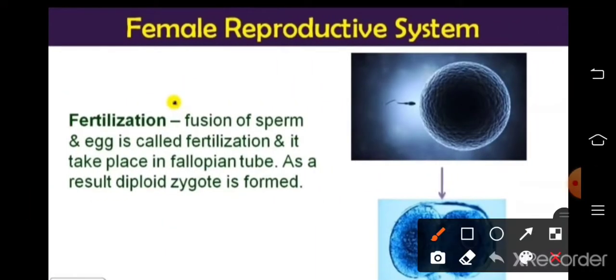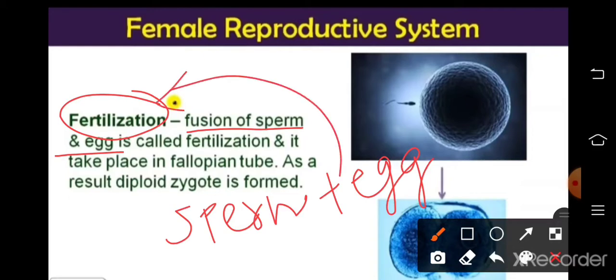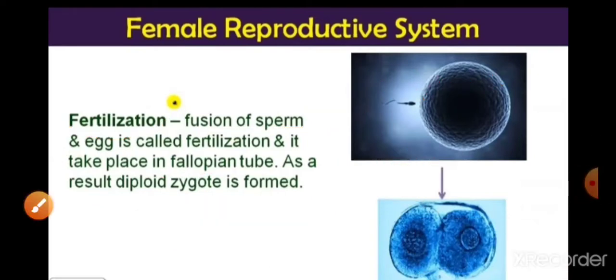What is fertilization? Fusion of sperm and egg is called fertilization, and it takes place in the fallopian tube or oviduct. The result is a diploid zygote. In this picture you can see the diploid zygote, which has half the portion from the male and half from the female.